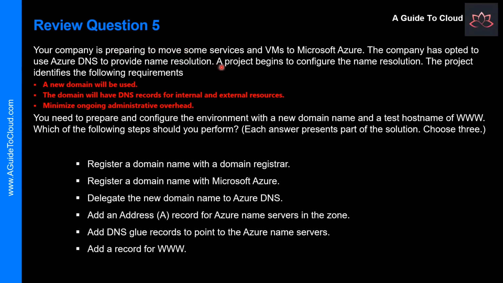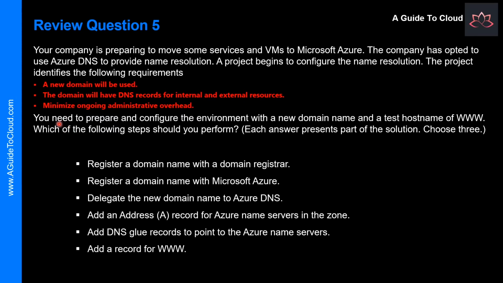Your company is preparing to move some services and VMs to Microsoft Azure. The company has opted to use Azure DNS to provide name resolution. A project begins to configure the name resolution, and the project identifies the following requirements. So let's understand the requirements first. The first requirement is that a new domain will be used. The second requirement is that the domain will have a DNS record for internal and external resources. And the third requirement is to minimize ongoing administrative overhead.